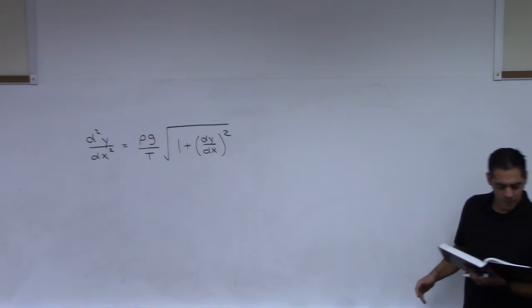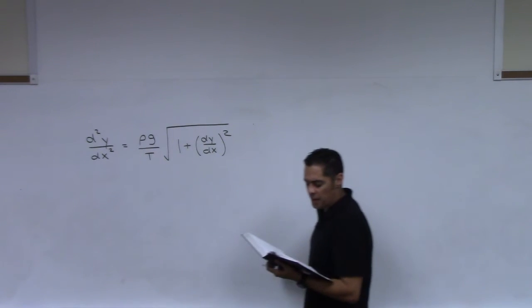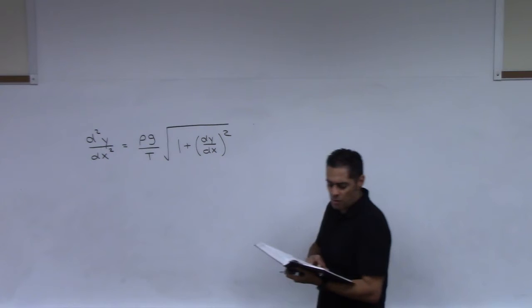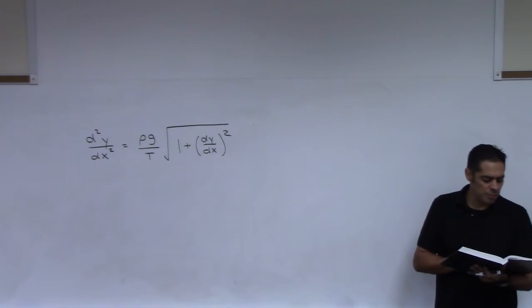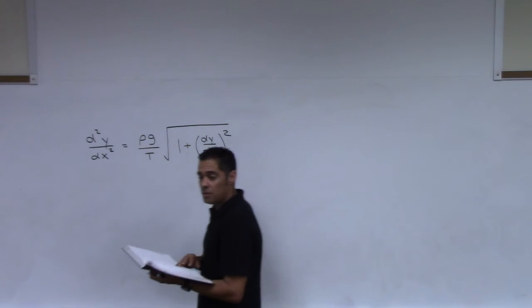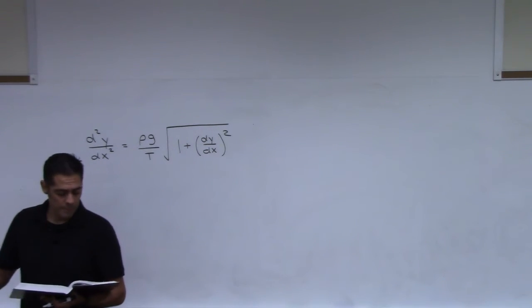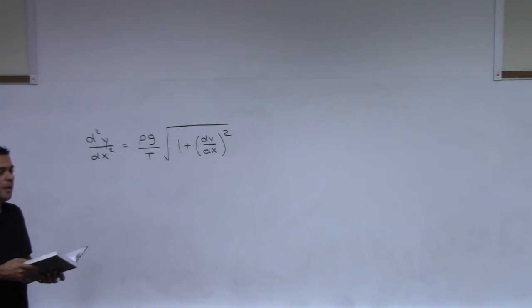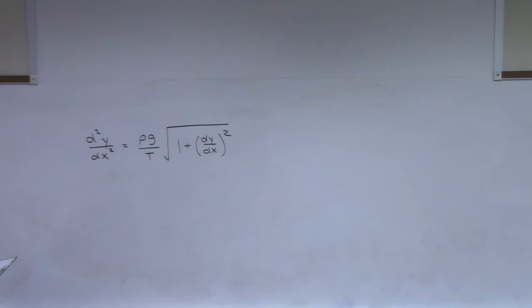I'll read. Using principles from physics, it can be shown that when a cable is hung between two poles, it takes the shape of a curve y equals f of x, which is a catenary, all right? And that curve must satisfy this equation.